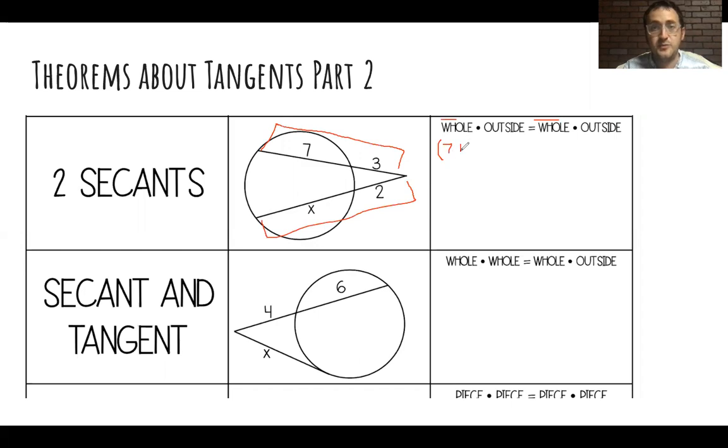So this would be 7 plus 3 and this would be x plus 2. And then the outside just means that you are looking outside of the circle. So the 3 would be the outside that corresponds over on the top. And then the 2 would correspond on the bottom to the outside. And then now I just have some algebra that I can do. So let's see, 7 plus 3 is 10. So I'm just going to do 10 times 3, and then I'm going to distribute. So this is going to be 2x plus 4. So I'm going to get 30 equals 2x plus 4.